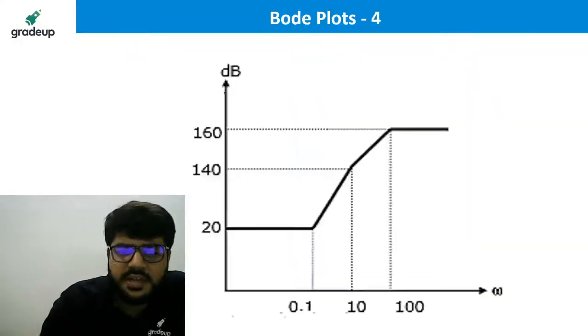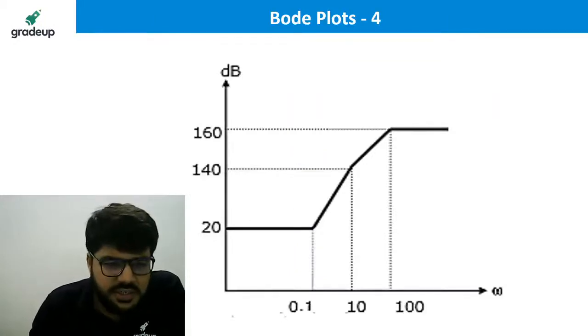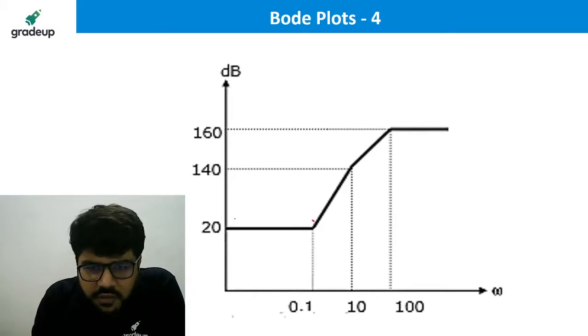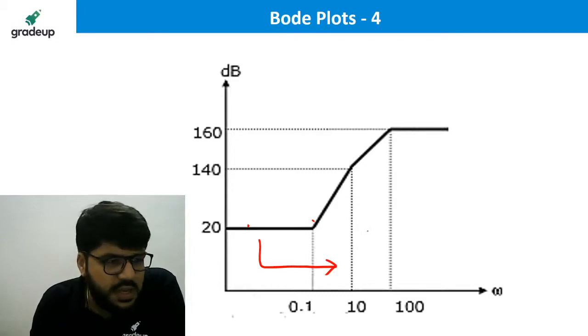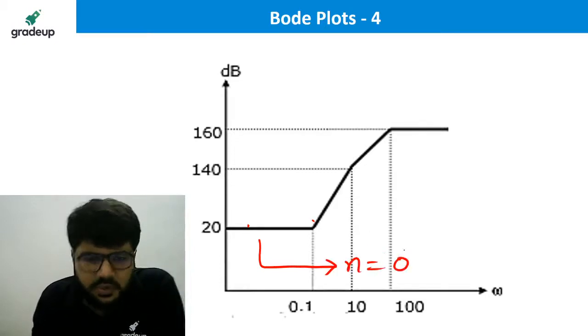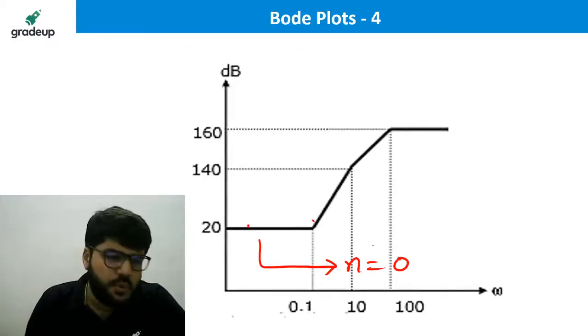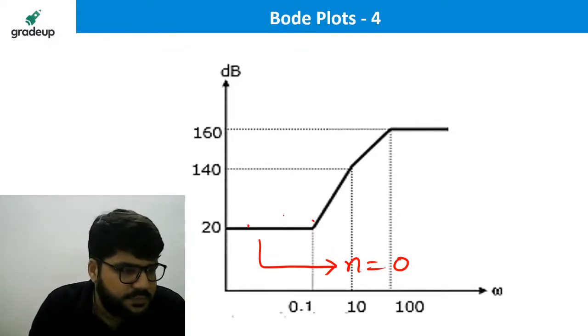Now just look at this. We need to do the analysis of this function. I've taken the plot again. First of all, from this initial part, what do you conclude? It is parallel to the x-axis, slope is 0. So n is equal to 0. There are no poles at origin, no zeros at origin. So this is directly concluded.